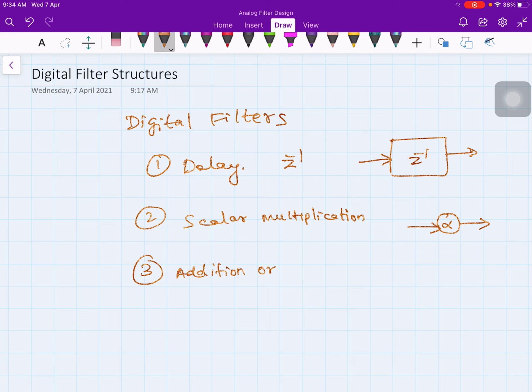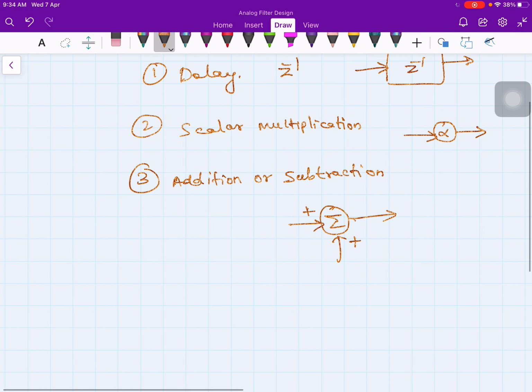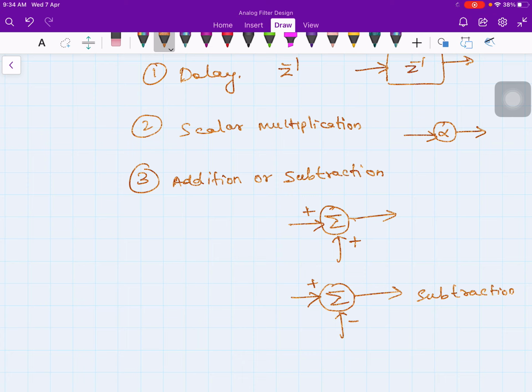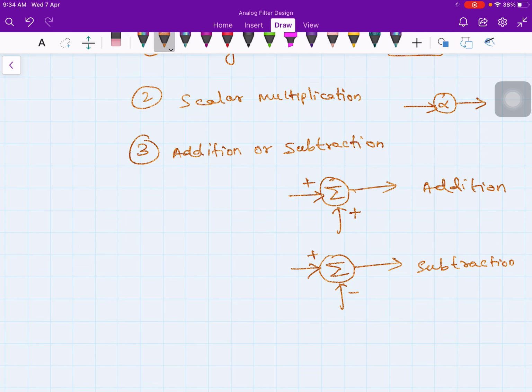or subtraction. So this is denoted by, you put a summer here and this is plus and this is plus for addition. In case if you want to do subtraction, then you put like this, minus and plus. And this one is for addition. Okay.